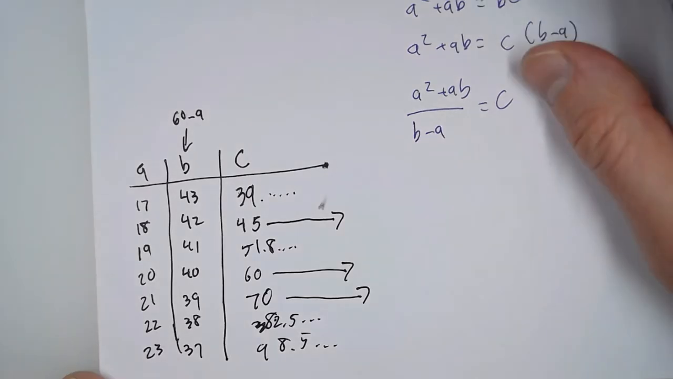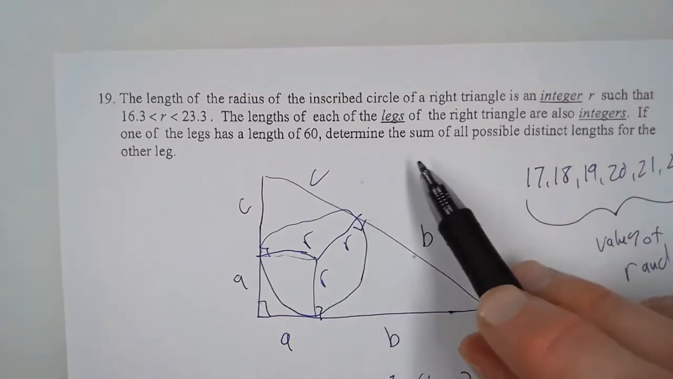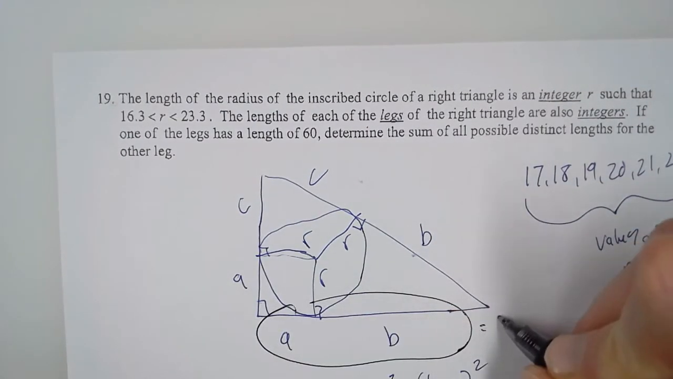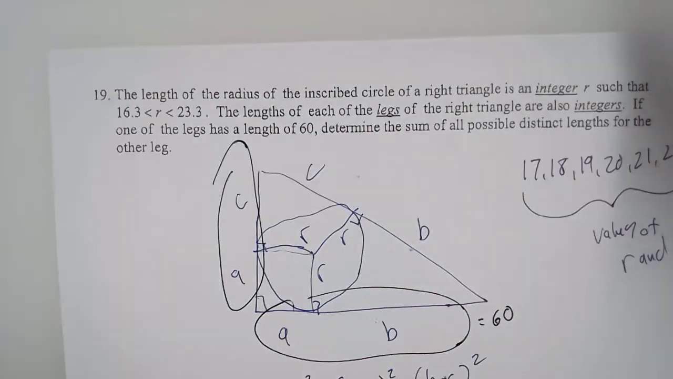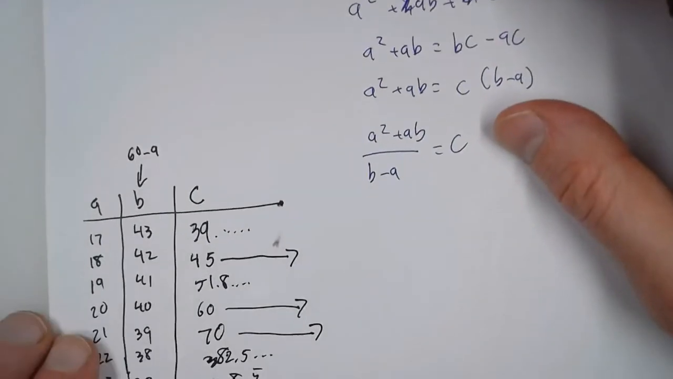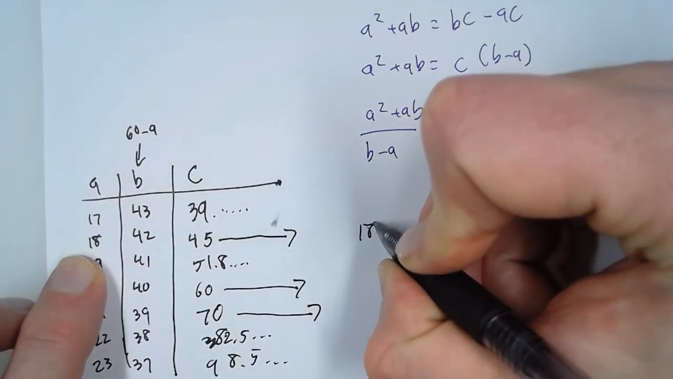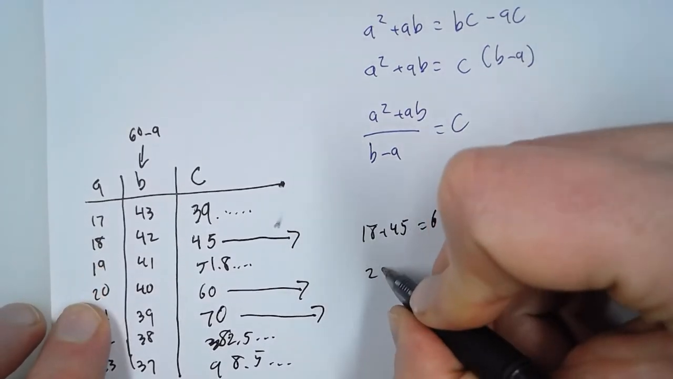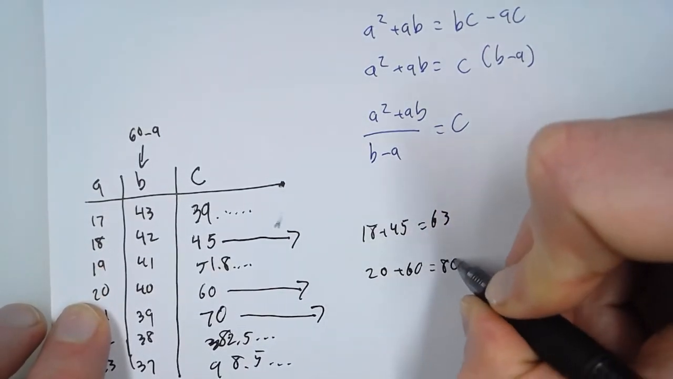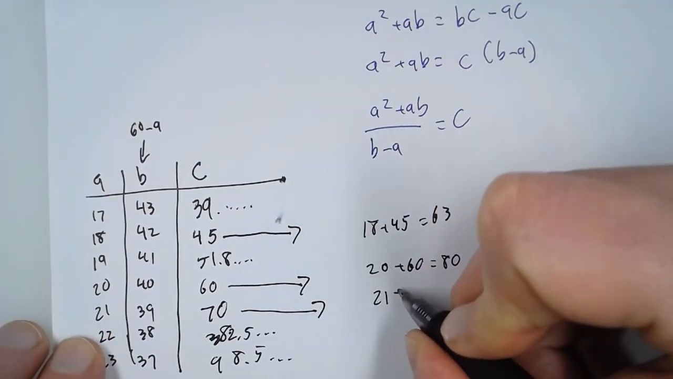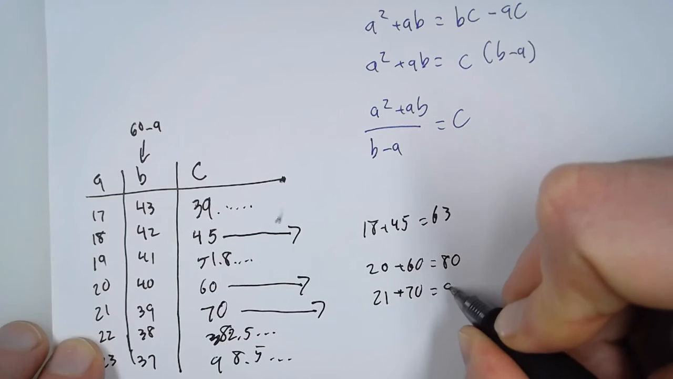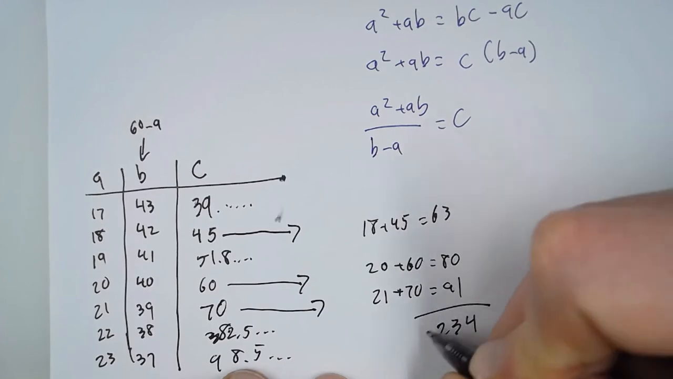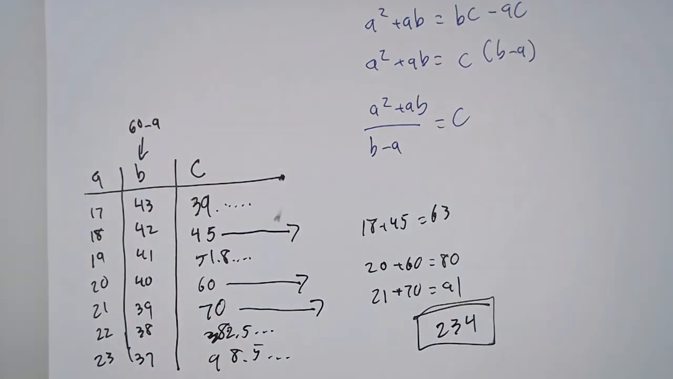All right. Now it says, determine the sum of all possible distinct lengths for the other leg. We said that A and B add up to 60. So here's our other leg. So we have to take A plus C. So here we have 18 plus 45, which is 63. Here we take 20 plus 60, which is 80. And then here we take 21 plus 70, which is 91. And we have to add these three up. And when we do, we get 234. And there's our answer. And we're done.